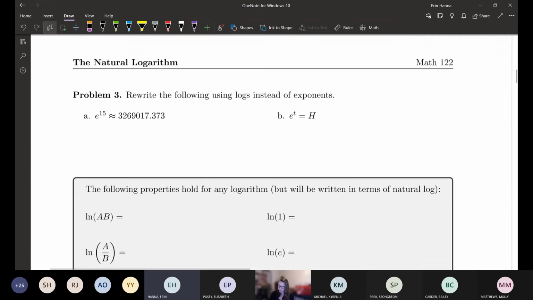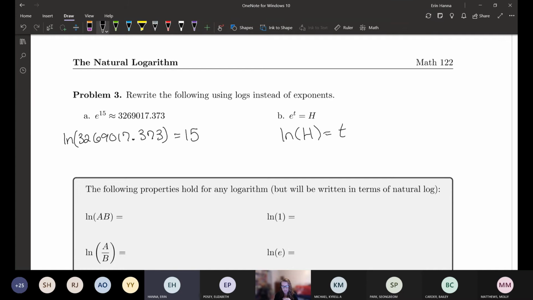What if we do it the other way? Rewrite the following using logs instead of exponents. So we have e to the 15th equals that really long number over there. So if the natural log is the power of e to get that number, the number needs to be inside of the natural log. It's a really long number. And that natural log of that number gives us the power. So in part B, we'd have the natural log of h being equal to t, because it gives us the power of the e as the answer.